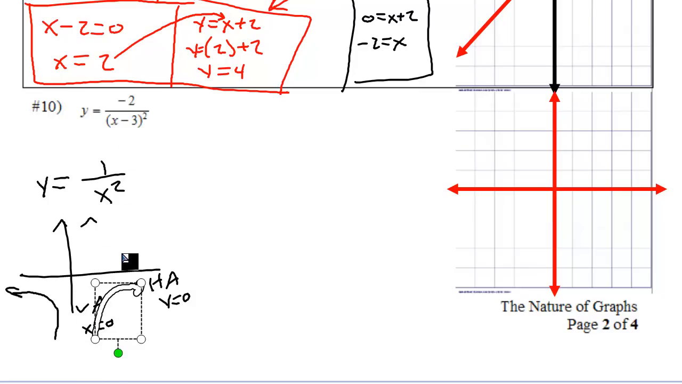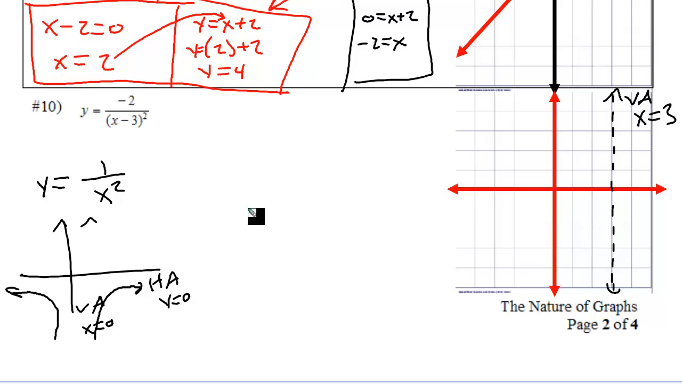This minus 3 translates it to the right 3. If I have a vertical asymptote at x equals 0, and I translate it to the right 3, that means I have a vertical asymptote at x equals 3. If your equation resembles a parent, you have little or no work to do. Translate it to the right 3, so the vertical asymptote is at x equals 3. The horizontal asymptote, if you move it right 3, you'd never even know it. It's in the exact same spot.